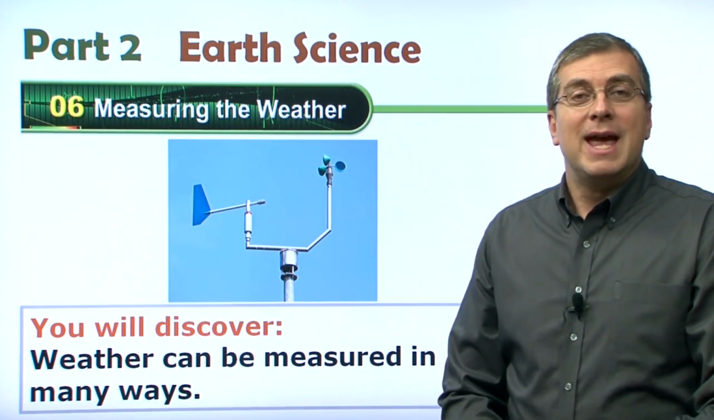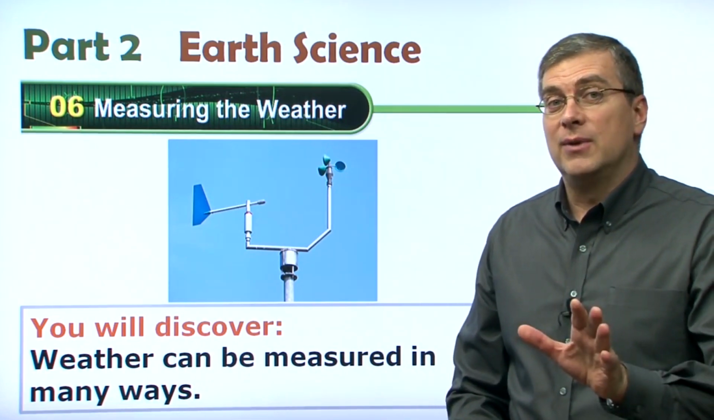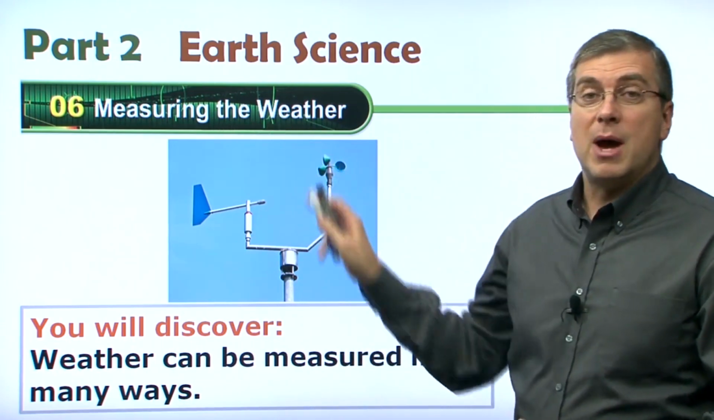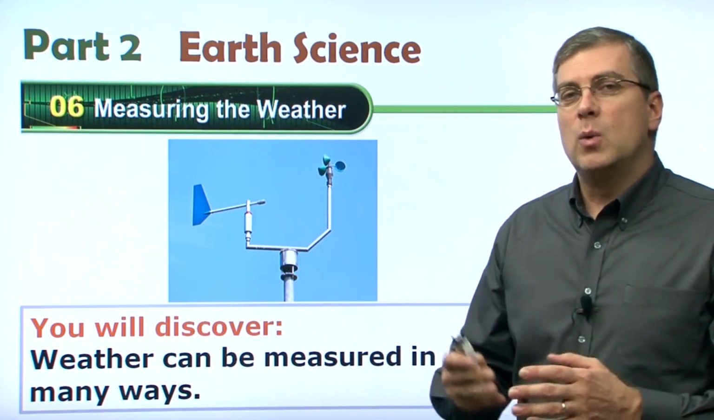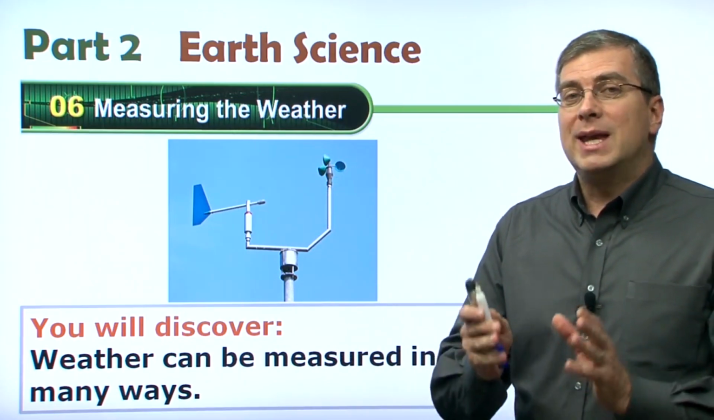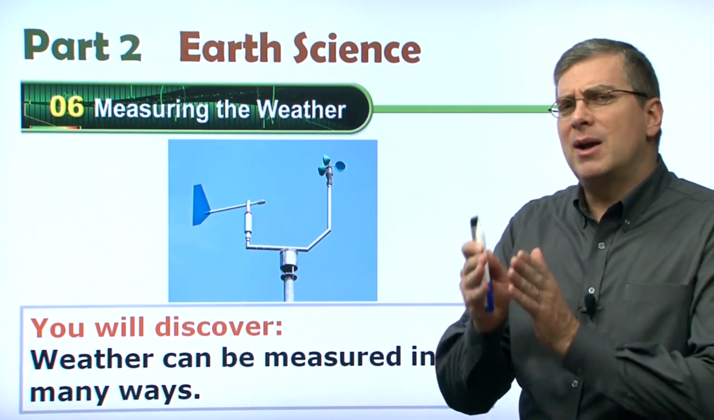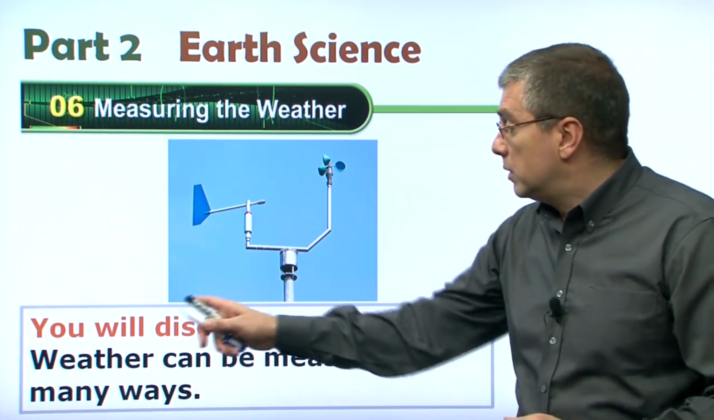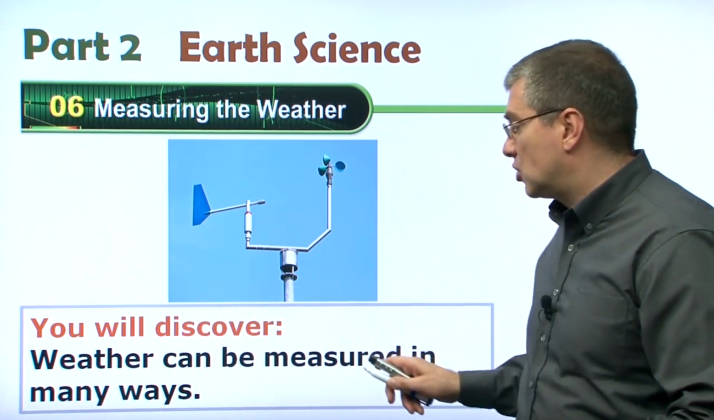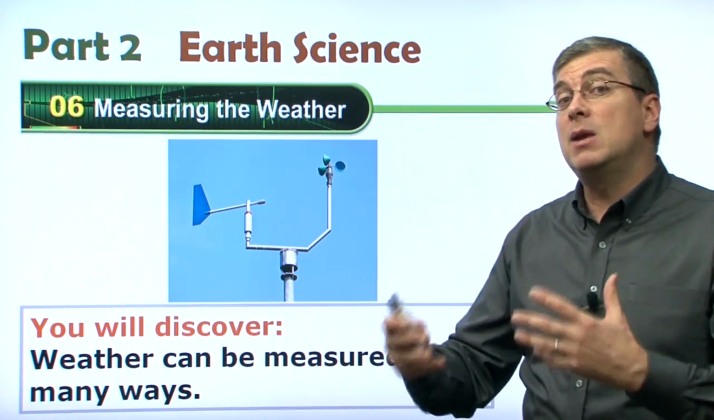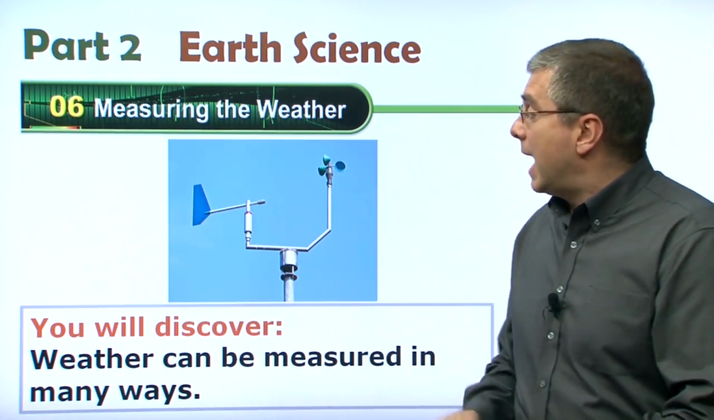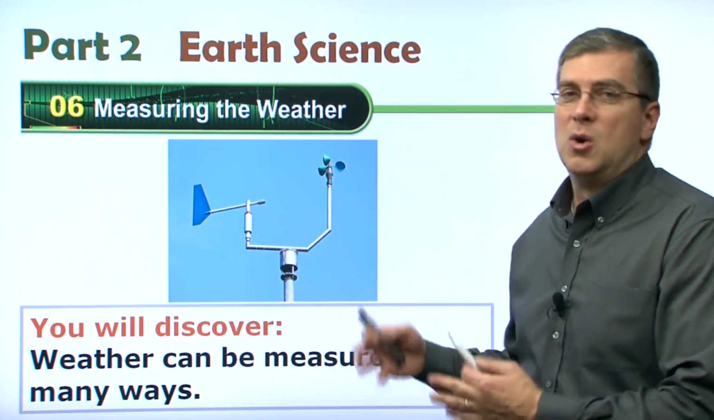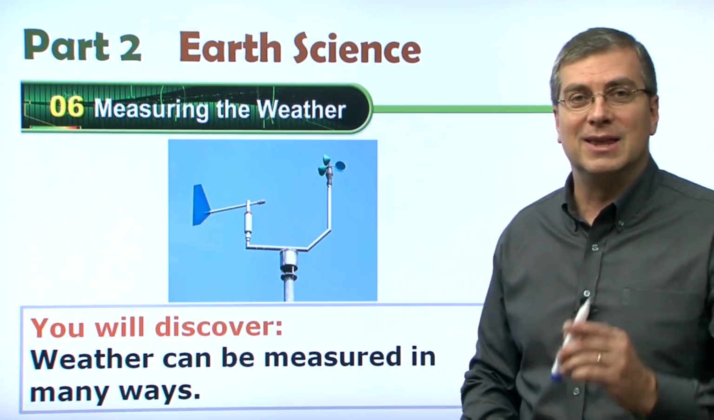I'm Brian Stuart. Now you remember in Lesson 5 we were talking about the weather. But in Lesson 6 we're going to be talking about measuring the weather. When we observe the weather, we can be more specific and talk about exactly what the weather is doing. In this unit, you will discover weather can be measured in many ways. And we can see here, this is an instrument to measure the weather. How is it used? Well, that's another thing we will discover in this unit.